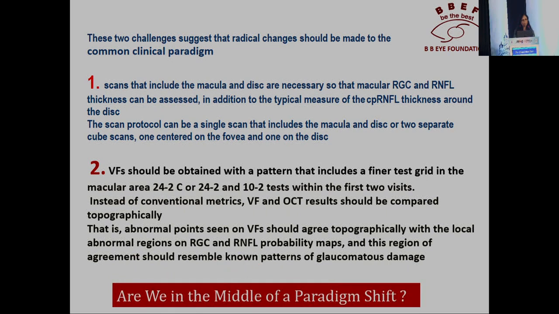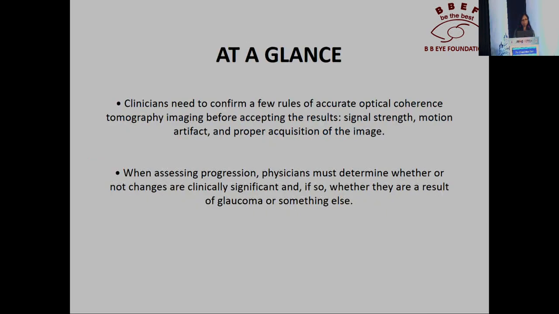So are we in the middle of a paradigm shift? At a glance, clinicians need to confirm a few rules for accurate optical coherence tomography imaging before accepting the results. I've already told you about all that. And when assessing progression, you must determine whether the changes are clinically significant or not. Do not rely on the OCT alone. Always use your clinical eye before you label a patient as progressing.